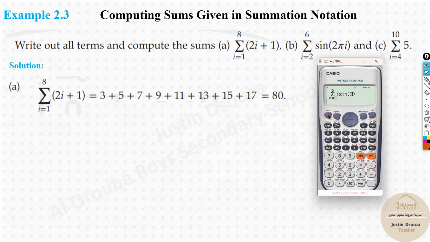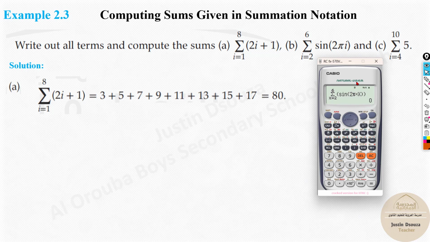Sine bracket 2 pi, that is over here, multiplied by alpha x, and close the bracket. Now if you have not closed the bracket properly, you'll get a syntax error, and a syntax error is always to do with the brackets. If you close the brackets properly, I'm getting 0 over here, but many of you may not get a 0. You will get some 1 point something or some other value.